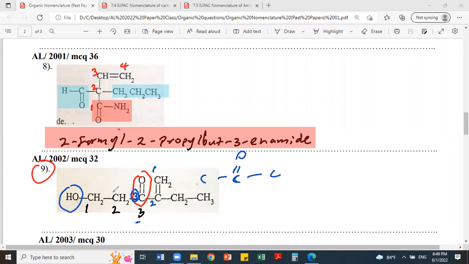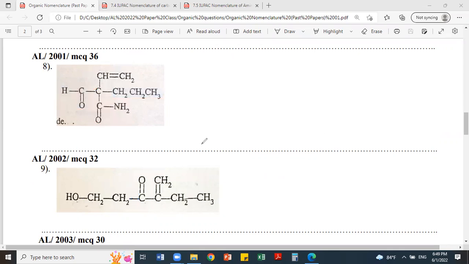Is that clear? Therefore we go for the blue one. So we have to start numbering from this side, from the double bond. This carbon is called the carbonyl carbon. This entire group is called the carbonyl group.